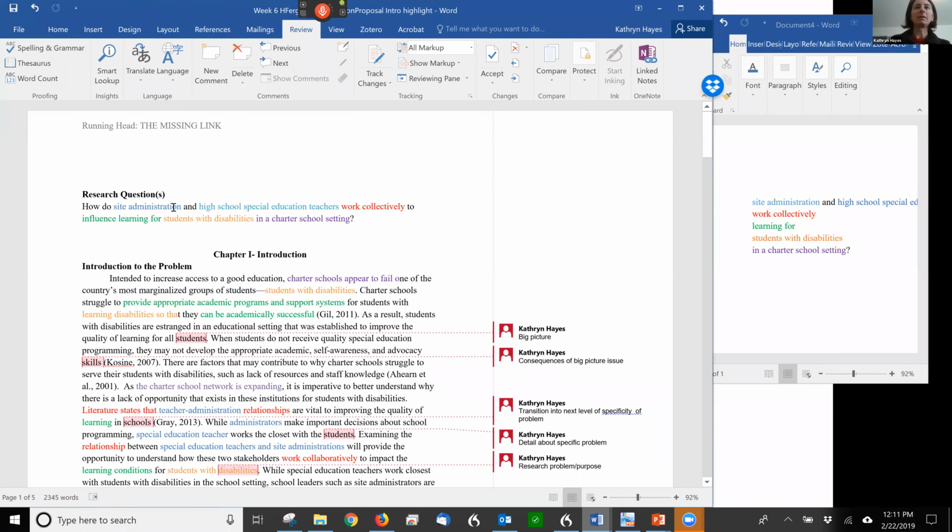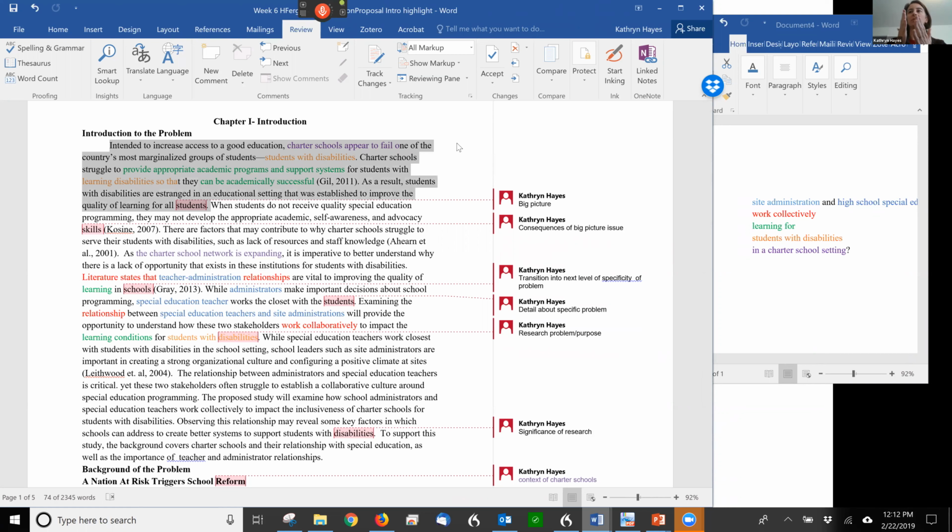She introduced the setting, which is charter schools, and she introduced the main group of students, students with disabilities. Then she unpacked it a little bit, just provided a little bit of detail that charter schools struggle to provide appropriate academic programs and support systems, which is related to learning, and then that they can be academically successful. So then she provides a consequence, right? So this is kind of the very big picture problem, and the consequence is right here.